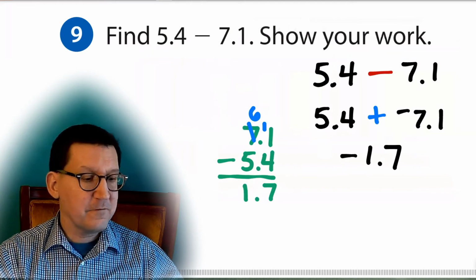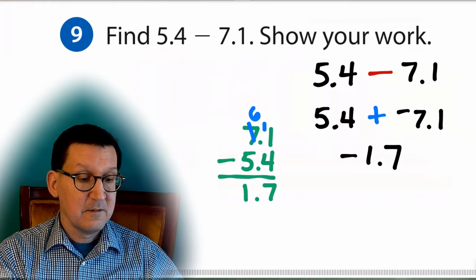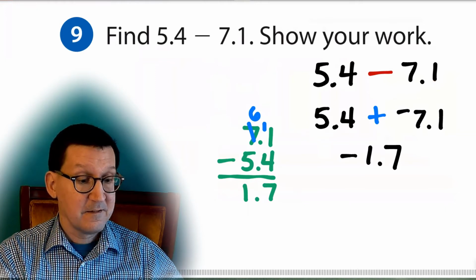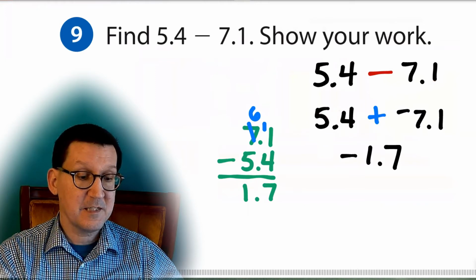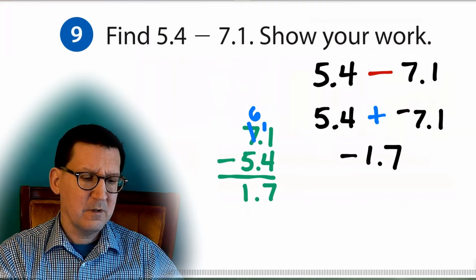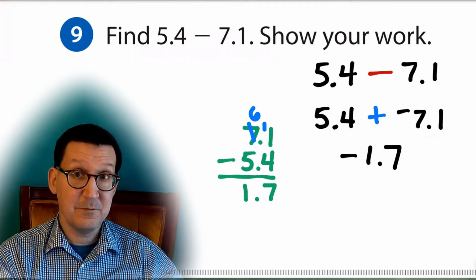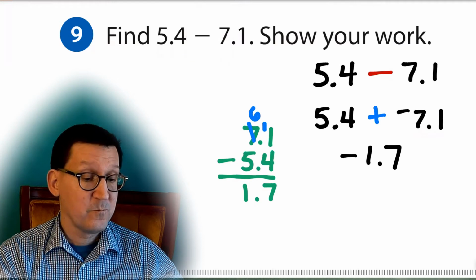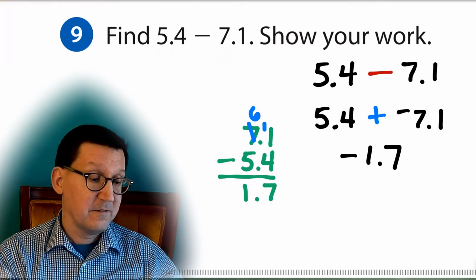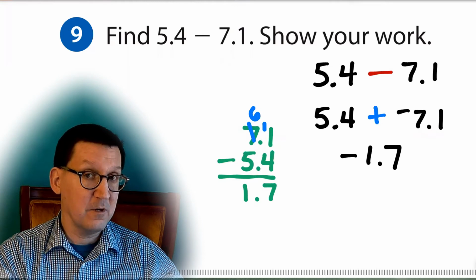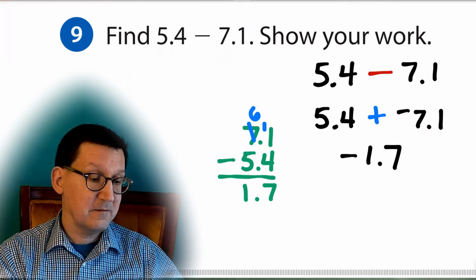That's just 5.4 minus 7.1, which is the same thing as 5.4 plus a negative 7.1. So what's 5.4 minus 7.1? Well, we're subtracting, right? We're finding the difference. So we have to find 7.1 minus 5.4. We work that out, right?